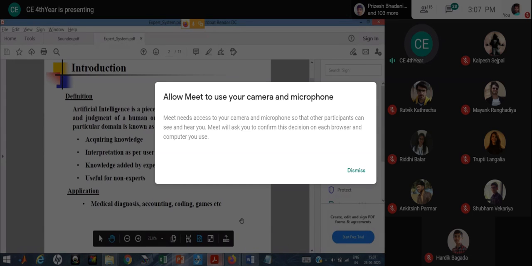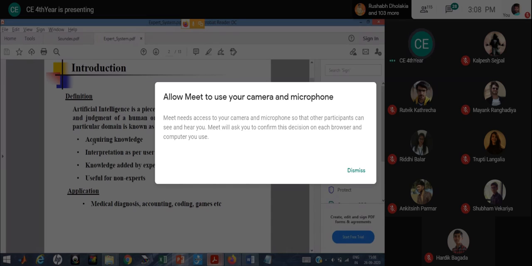Now let's start with the expert system. The definition is: an expert system is a piece of software that simulates the behavior and judgment of a human or an organization that has expertise in a particular domain. Again, I repeat, it is a piece of software that simulates the behavior and judgment of a human or an organization that has expertise in a particular domain, and that is known as an expert system.